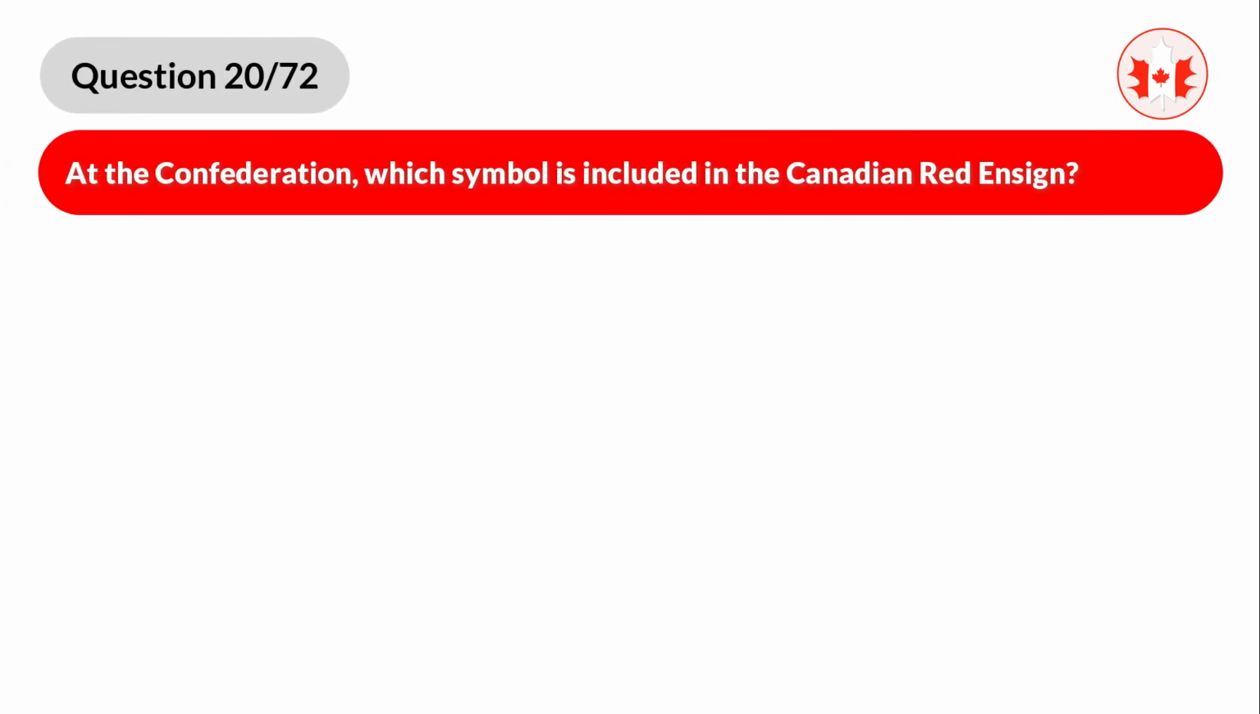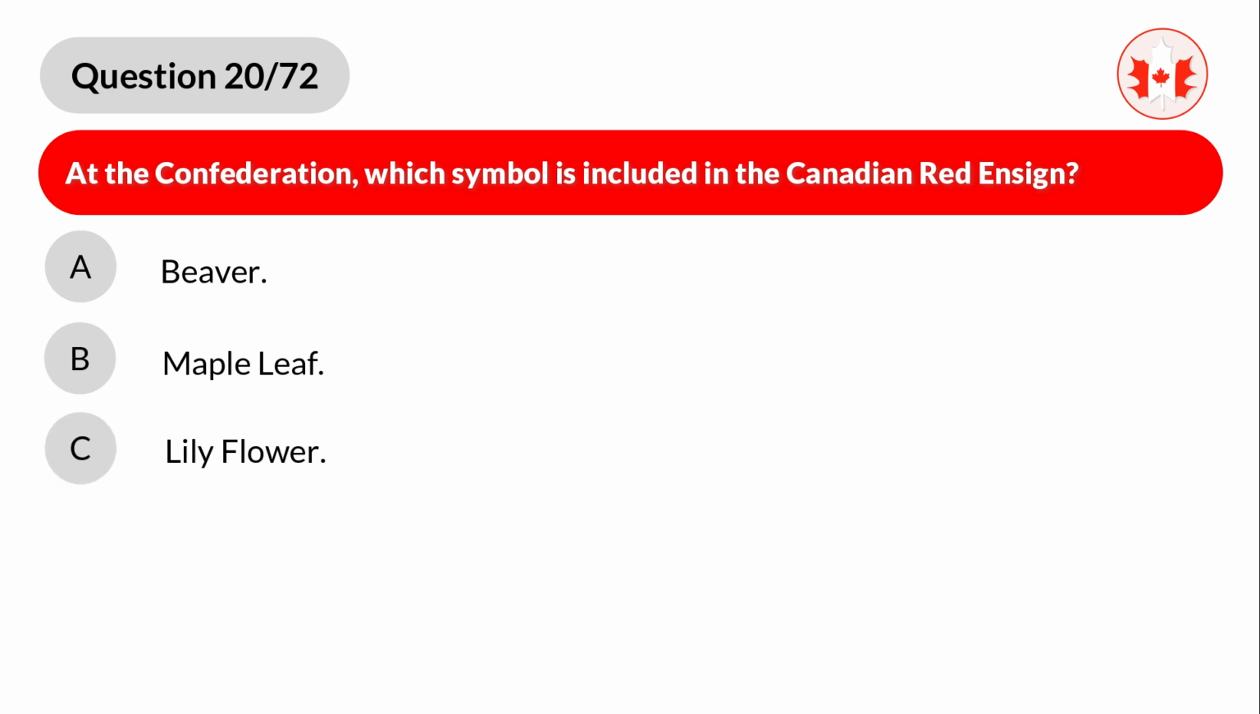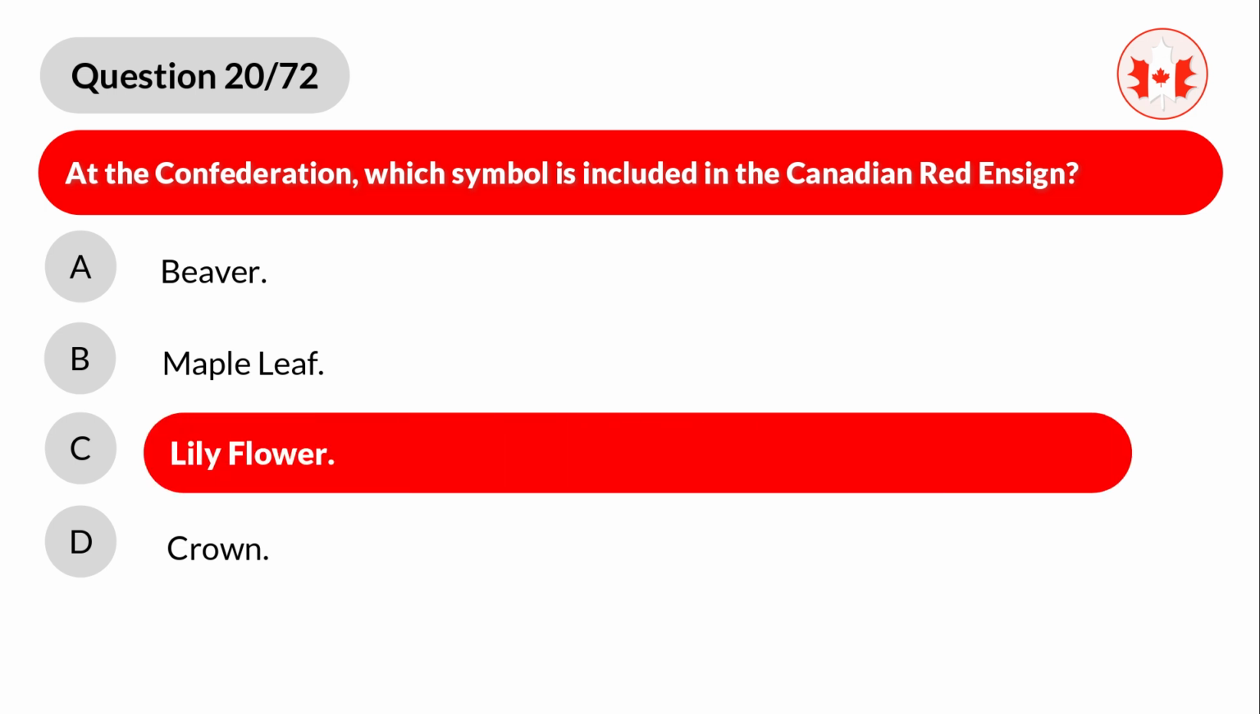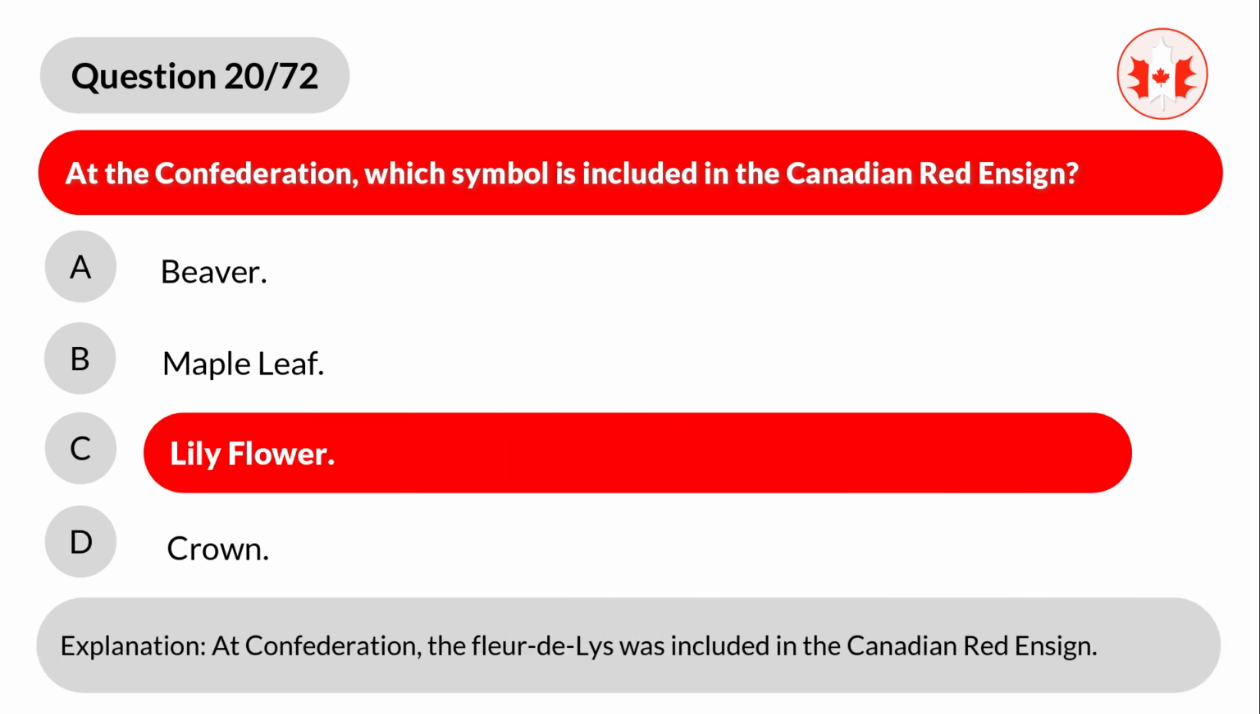Question 20. At the Confederation, which symbol is included in the Canadian red ensign? A. Beaver. B. Maple leaf. C. Lily flower. D. Crown. The correct answer is C. Lily flower. Explanation. At Confederation, the fleur-de-lis was included in the Canadian red ensign.